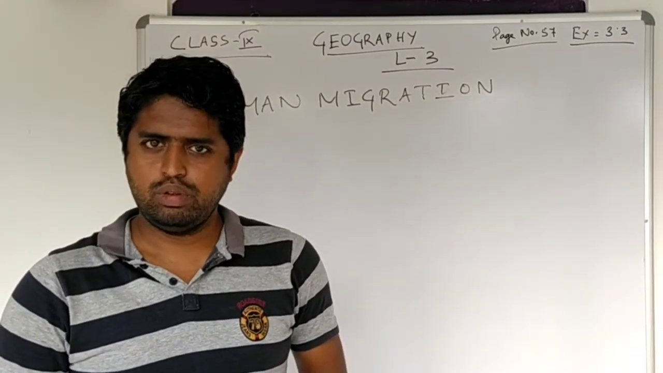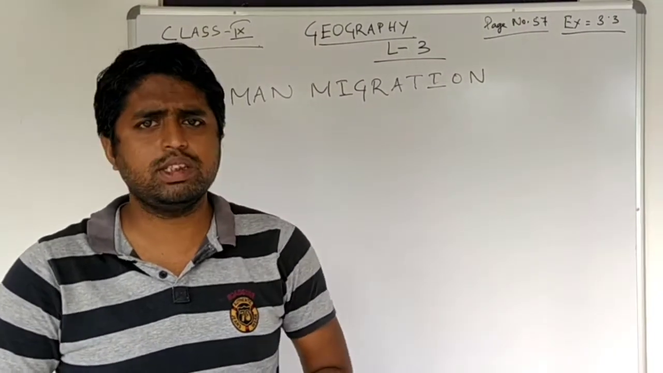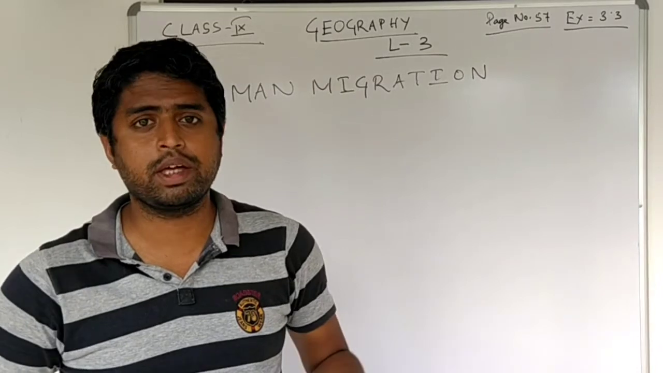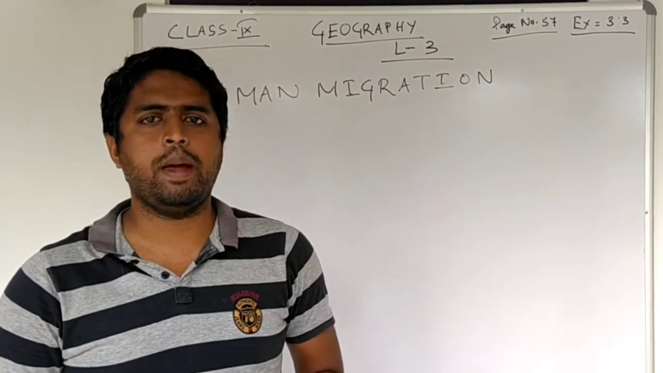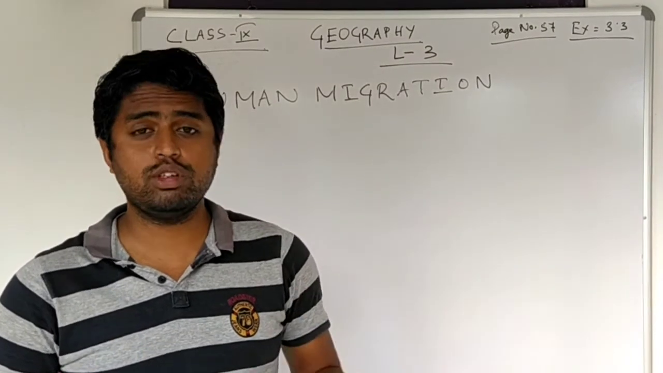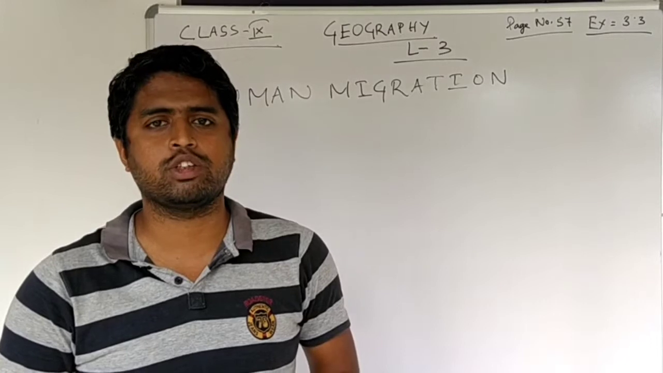You also move from your residence to your relative's house, but this cannot be considered as human migration because you come back within a short span of time. Now a question is this: which kind of movement can be said to be human migration?